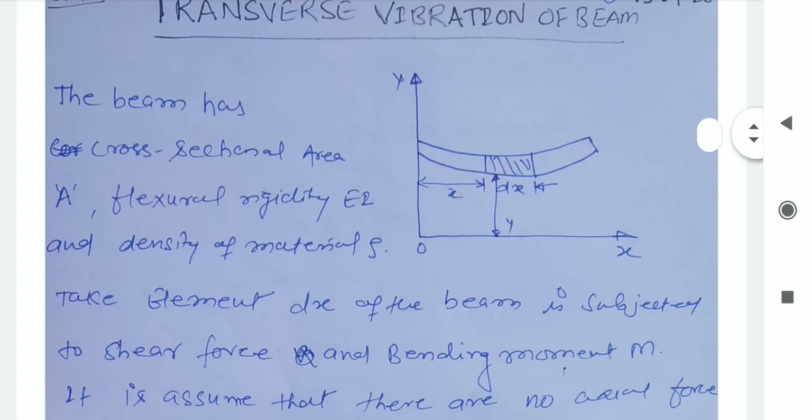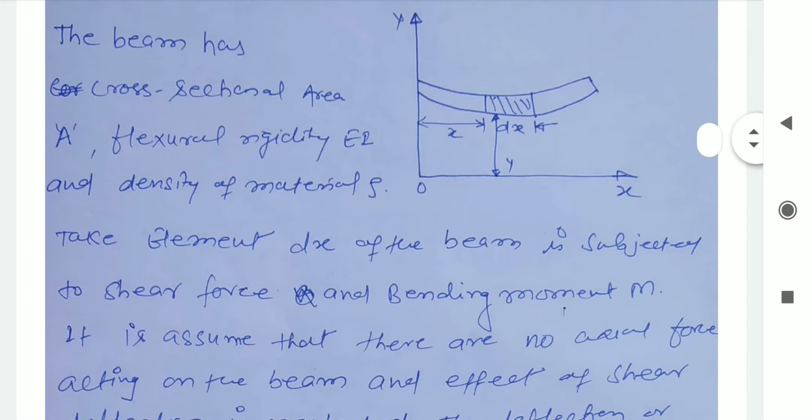that wave. So here we should take a beam having cross-sectional area A and flexural rigidity, that is EI, and the density of the material is rho. For the purpose of analysis, we take out an element of length dx. That element is subjected to only two types of forces, shear force and bending moment.